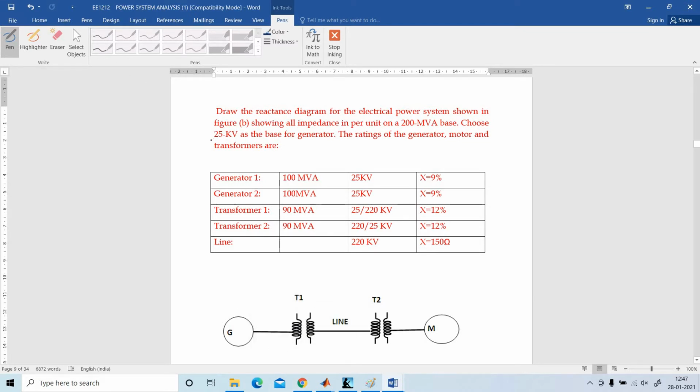Choose 25 kV as the base of the generator. The ratings of the generator, motor and transformer are given. Already I have explained the same problem using the analytical method, so you have to go through my previous video. Now I am going to explain how to find the per unit values for this problem using MATLAB.